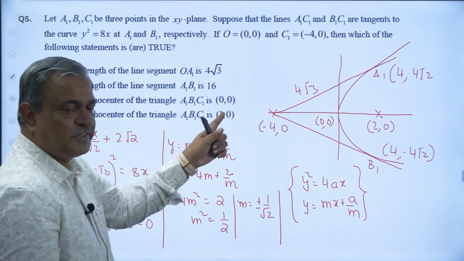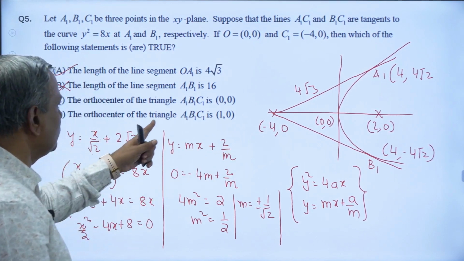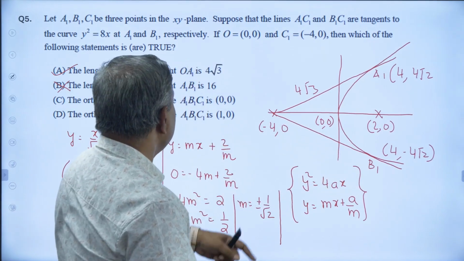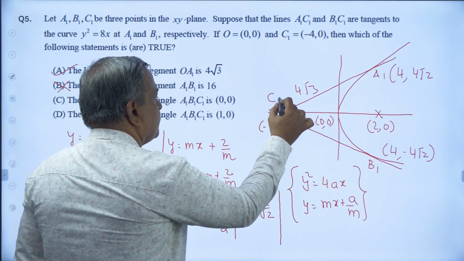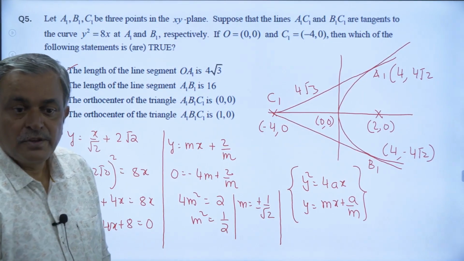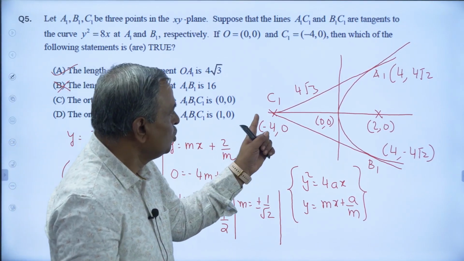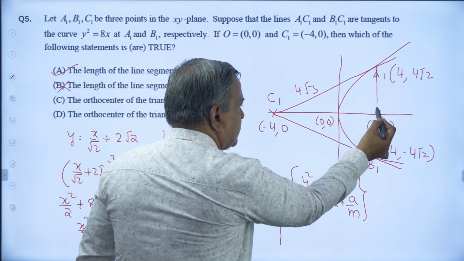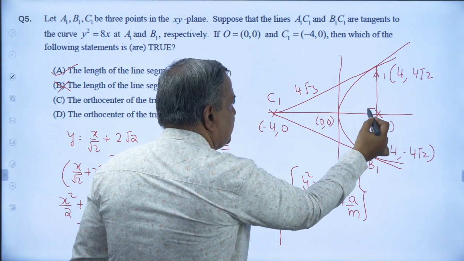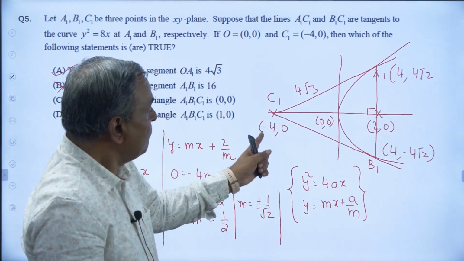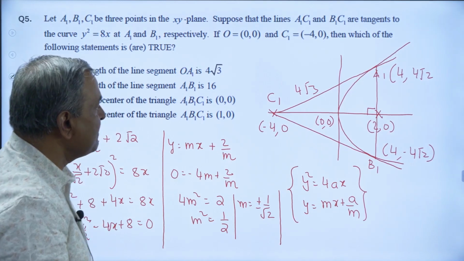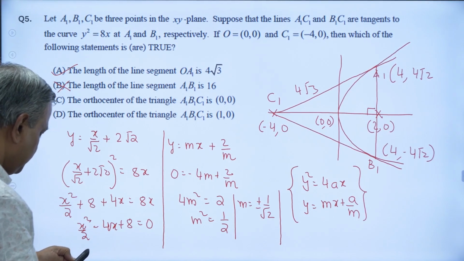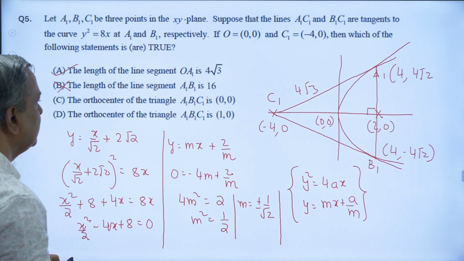Now the orthocenter of triangle A1, B1, C1. You know A1, you know B1 and you know C1. This is a little tricky. You know one point of intersection, and this is already perpendicular, we know. One line is this one. What is the slope of B1 C1? We will find the slope of B1 C1.